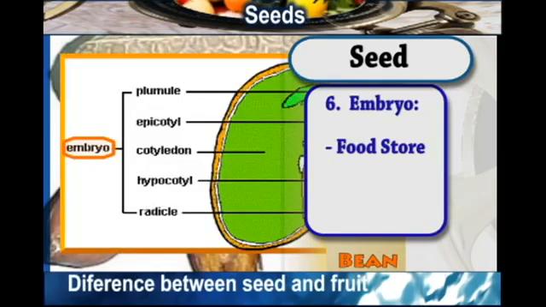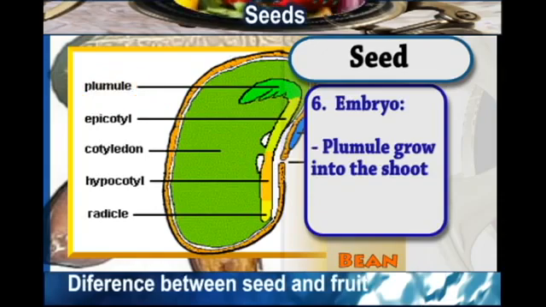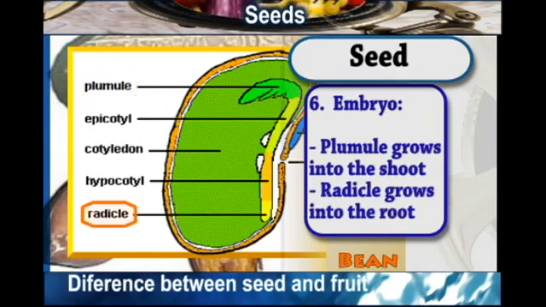Then we have the embryo. When we are talking of the embryo, we are referring to the plumule, which grows into the shoot, and also the radicle, which develops into the root. So those are the different parts that we find on the seed.